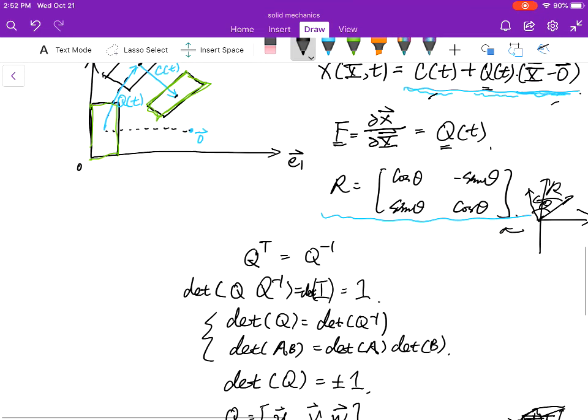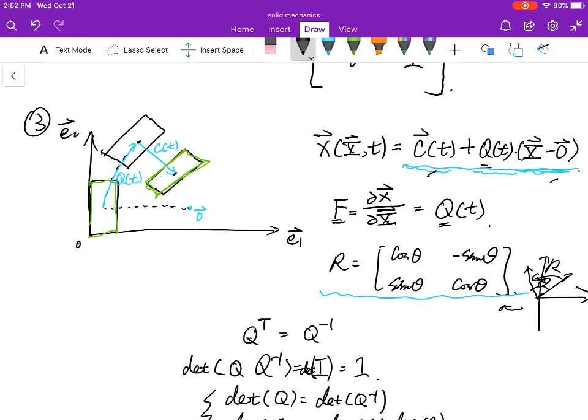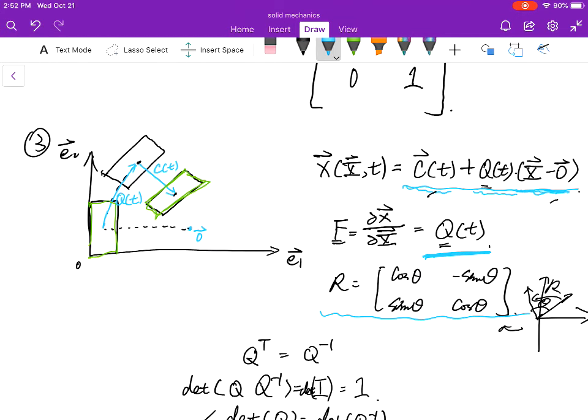Okay, so we just talked about what the determinant of Q is here. Actually, we do not need to know that much, but basically, for rigid body rotation, the deformation gradient is just the rotation tensor. That's it.